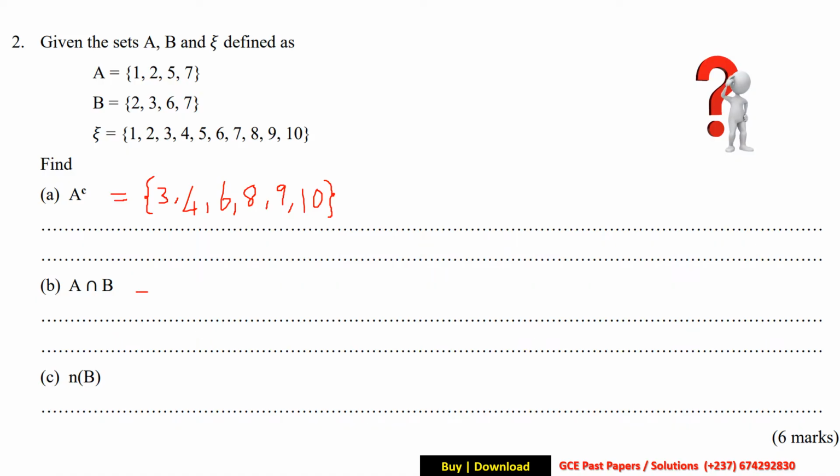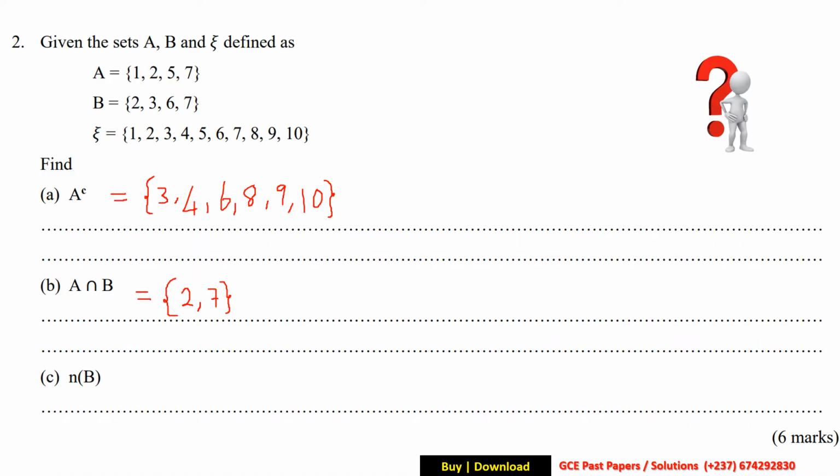Now to list the elements of A intersection B, what are the common elements? We have 2, which is common, and 7. So A intersection B, you must write it in curly brackets like this, or you call them braces. So we have 2 and 7. Those are the elements of A intersection B.